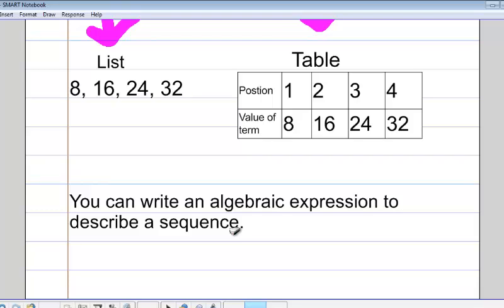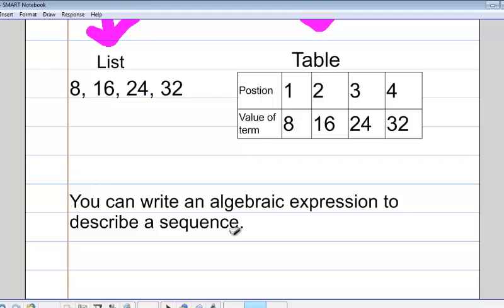You want to write an algebraic expression to describe the sequence. And how we're going to do that is we are going to be looking at the position. The position row there can be considered the input, and the value of the term is the output. So we're trying to figure out a way to describe it in words and symbols.